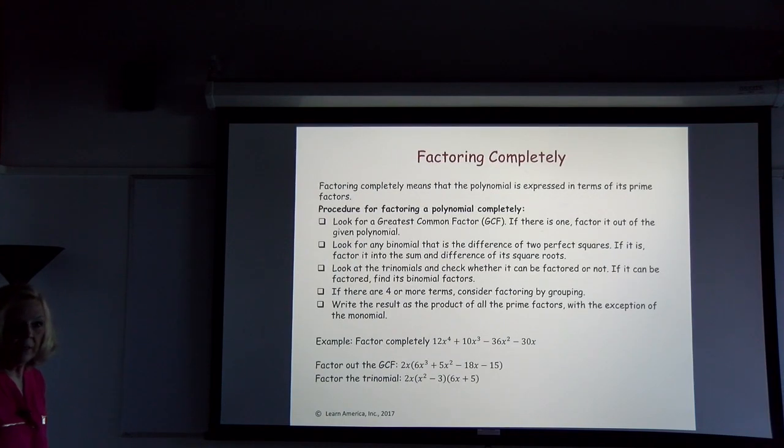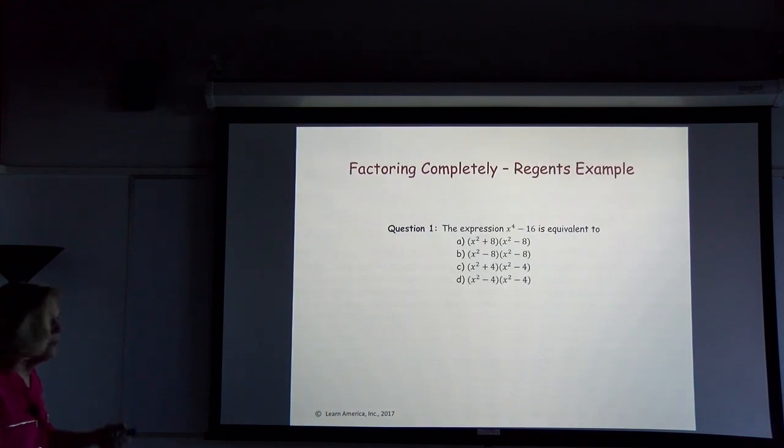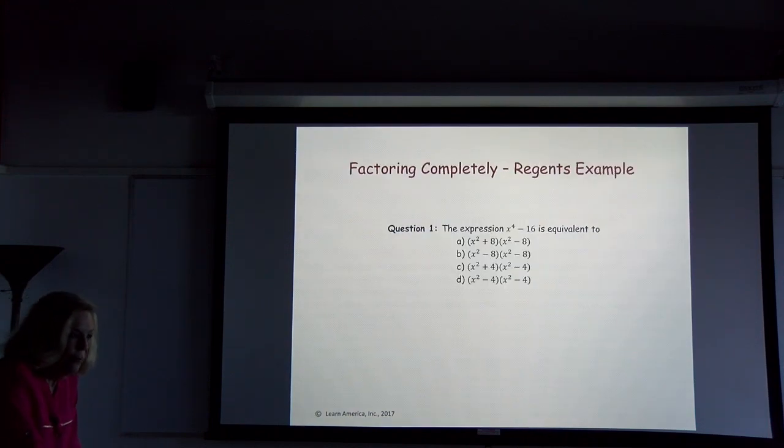Okay, factoring completely. This means that as you go through a problem, you look for your GCF, you look for the difference of two perfect squares, you look for the trinomial, you look for grouping, and then you look for the sum and the difference of two perfect cubes. So that's the sequence that I usually go through on these problems. All right, so here's an example. This is a Regents question.